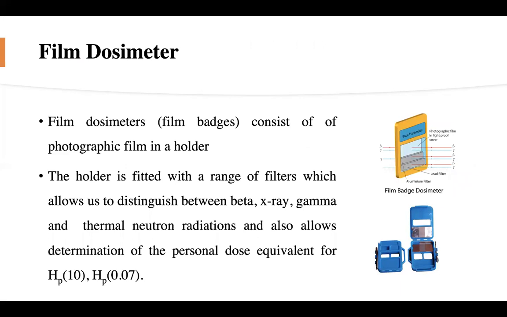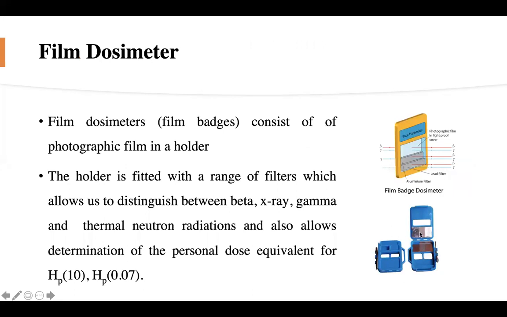Film dosimeter is really old. It's also a passive detector. A film badge consists of photographic film in a holder. It's kind of normal film, but it's in a specific holder with different filters. You can see these different filters here.